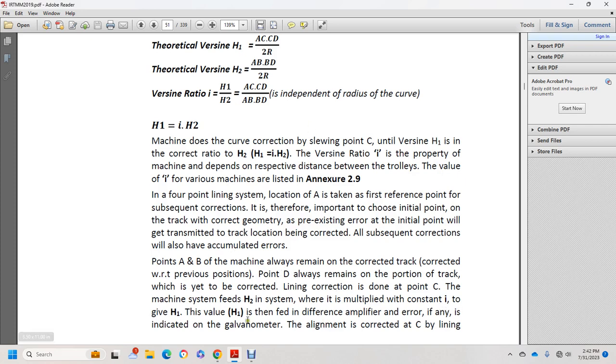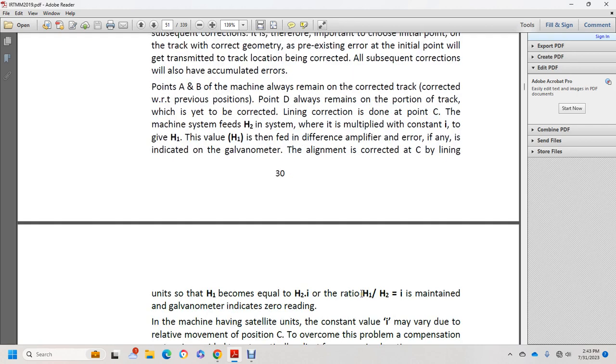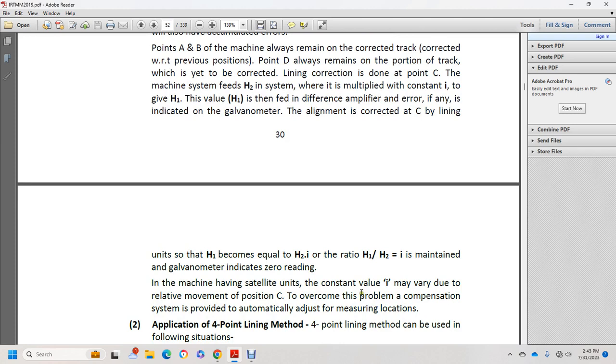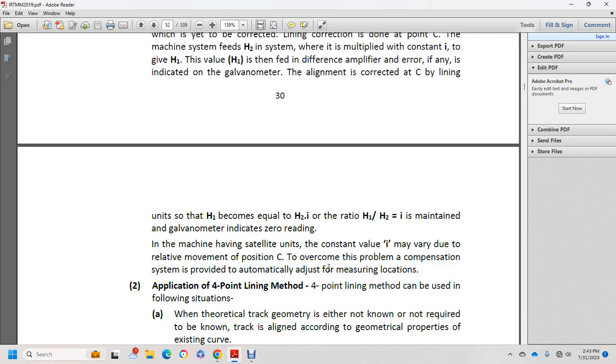If there is any deflection indicated in the galvanometer, the alignment is corrected at C by aligning the unit, so that H1 becomes equal to H2 times I, or the ratio H1 over H2 equal to I is maintained, and the galvanometer indicates zero reading. In a machine, the constant I may vary due to the relative movement of position C. To overcome the problem, a compensation system will automatically adjust the measuring locations.